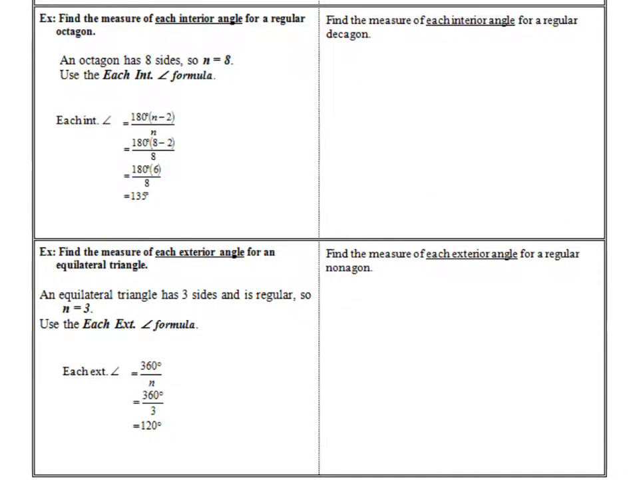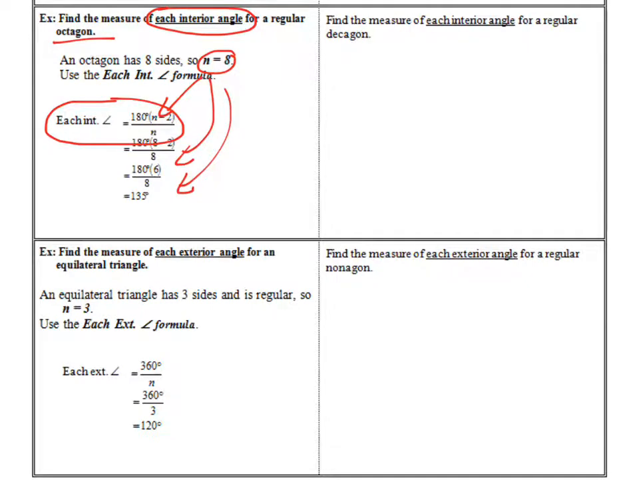Okay, these next two examples are very similar. It says find the measure of each interior angle for a regular octagon. And so I'm using the each interior angle formula and then plugging in my n of 8. So follow this one through, see how this one got solved, and then try applying that for a regular decagon.